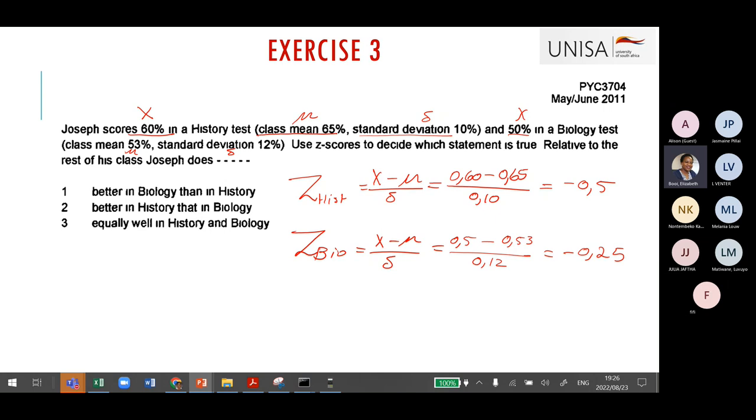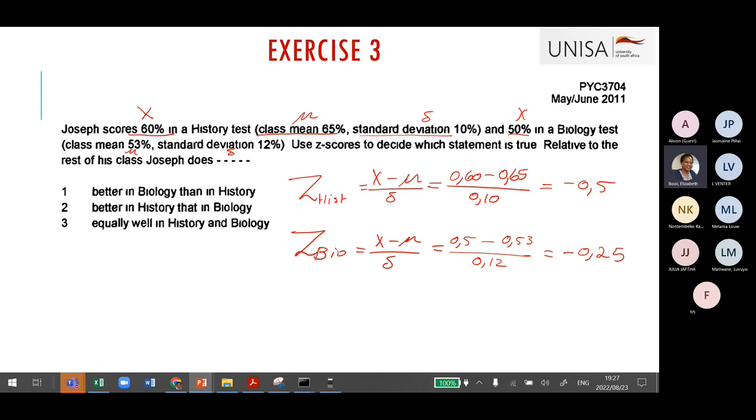Since I've determined that a negative means below the class average, therefore it means it's worse. But the bigger the number, the worse that subject is compared to the other subject, regardless. So now, let's look at this. The first statement says, Joseph does better in biology than in history. Is that true? Biology, you've got 0.25. History's got 0.5. Remember, they are both worse. Which one will be better than the other? Is it biology or history? Biology is better than history, right?